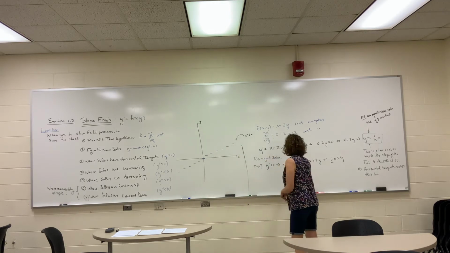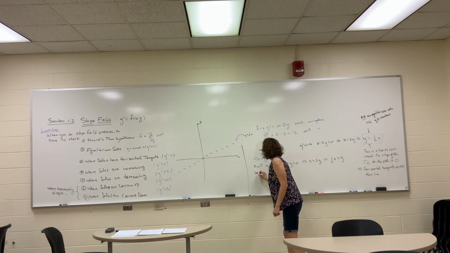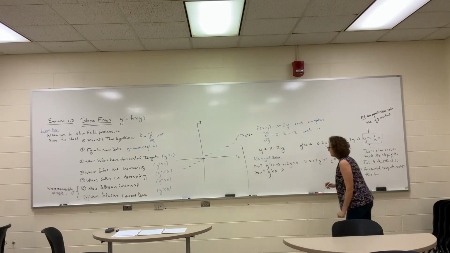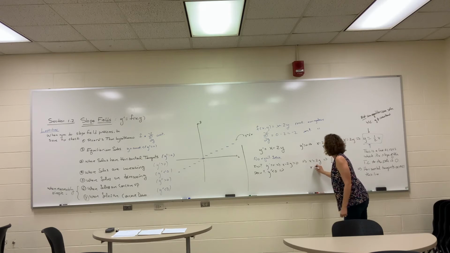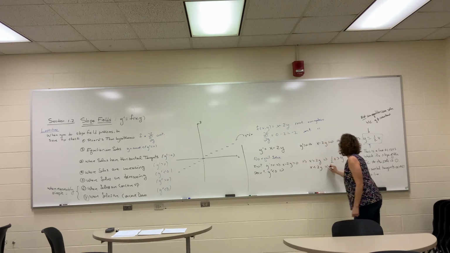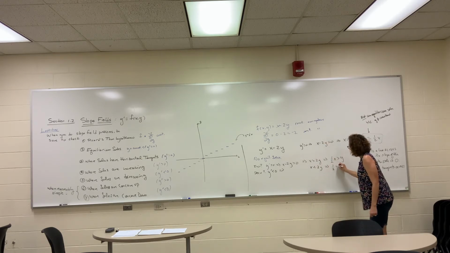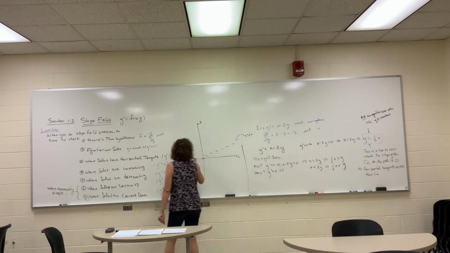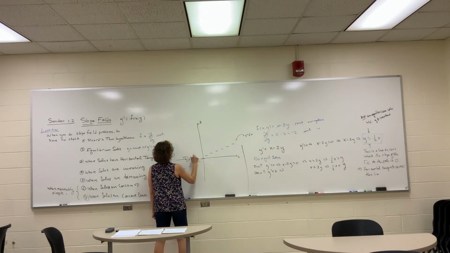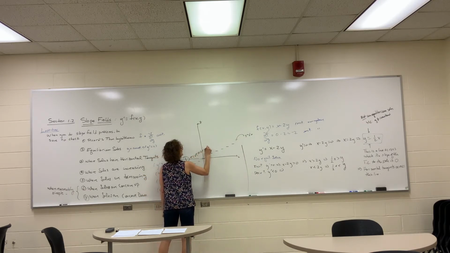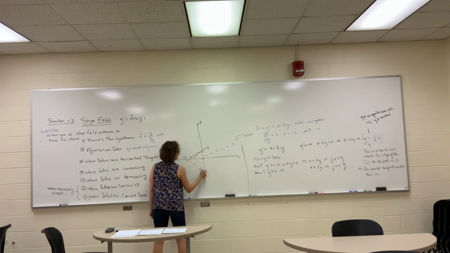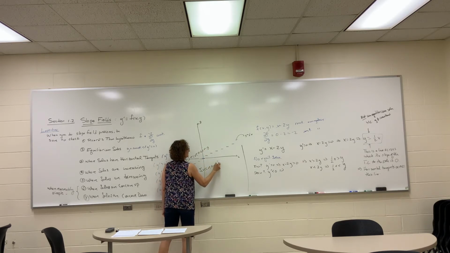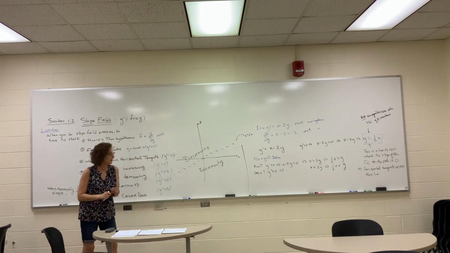And where are solutions going to be decreasing? When y prime is negative, which is going to say that x is less than 2y, or y is greater than 1/2 x, right? And so over here, solutions are decreasing, and here solutions are increasing. Does that make sense? Okay.